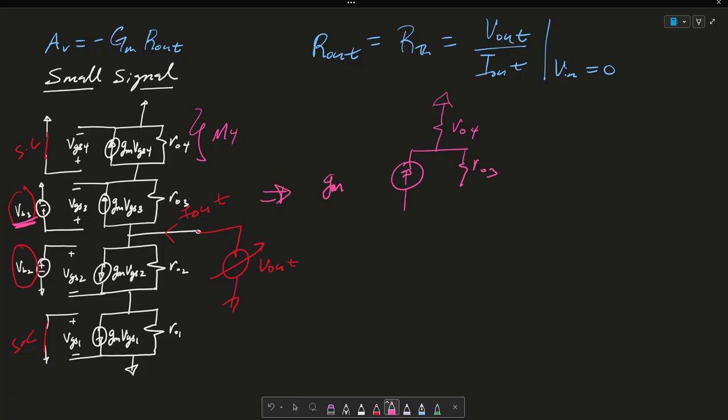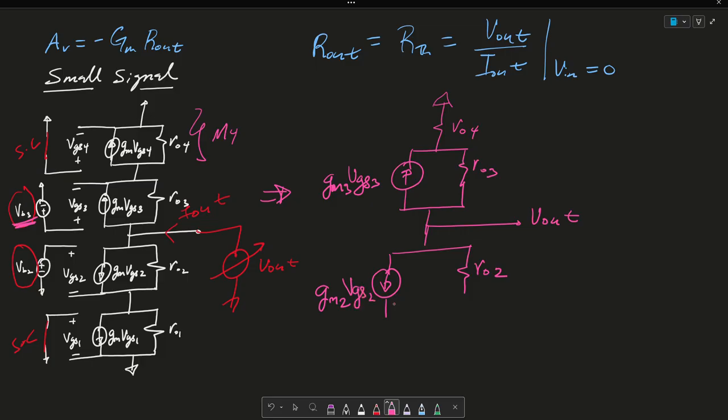GM3VGS3. And this is V out. As a result, the bottom, or the NMOS, also becomes RO2. This here is GM2VGS2. And this is RO1, and it's going to ground.